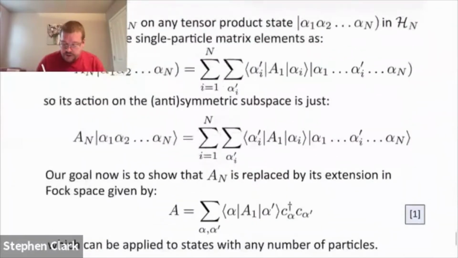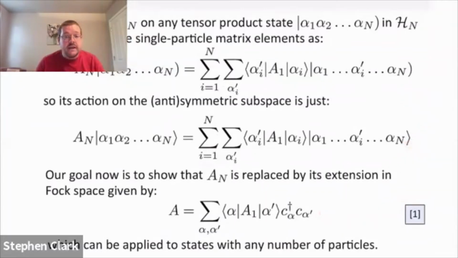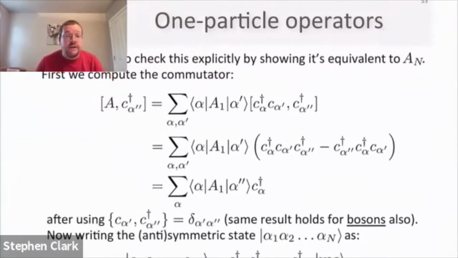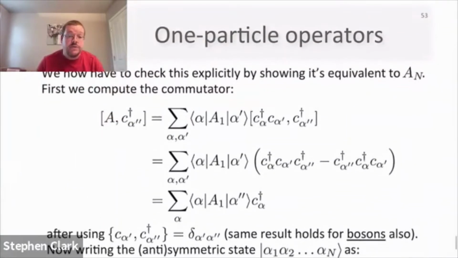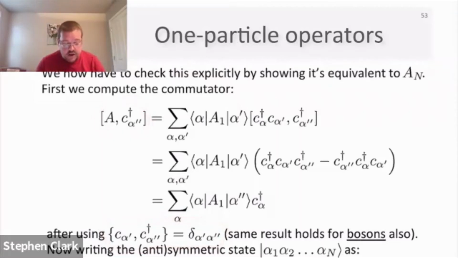Okay, so how do I show that this is the same as this and this? Well, I'll just sketch it out for you. You can go through the details yourself if you really want to know. But basically, you just use the commutation relations or the anti-commutation relations between creation and annihilation operators, and you show what the commutator is of A with a particular creation operator. And you get this final answer here after doing a little bit of algebra. And this applies for fermions and bosons.